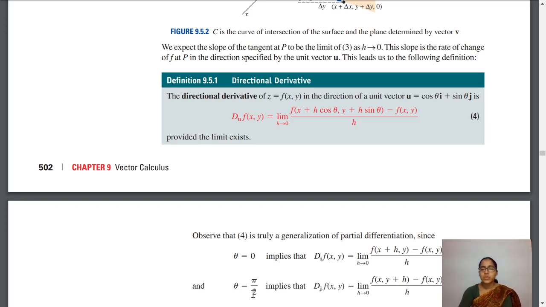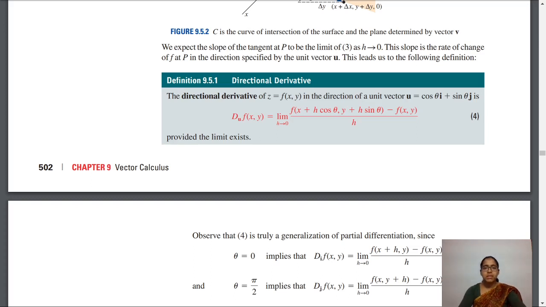Similarly, if theta is equal to pi by 2, what do we get? Cos pi by 2 is 0 and sin pi by 2 is 1. So this directional derivative will become limit h tends to 0 of f of (x, y plus h) minus f of (x, y), divided by h. That is nothing other than dou z by dou y. So this is the relation between the directional derivative and the corresponding partial derivatives that we had discussed in the previous class. This is a bit complicated formula to find the directional derivative.